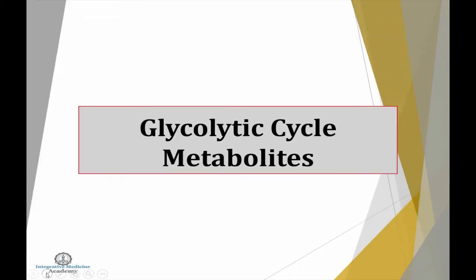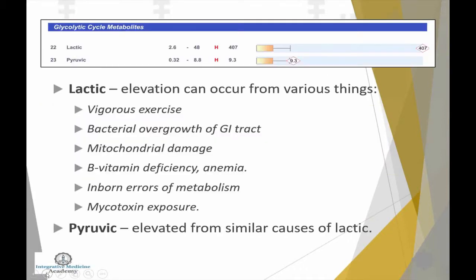Let's go down to the glycolytic cycle metabolites. This is the first section that starts to look at cellular function, energy production linked to mitochondrial activity. Lactic and pyruvic are linked to the glycolytic cycle, so this is linked to glucose metabolism.